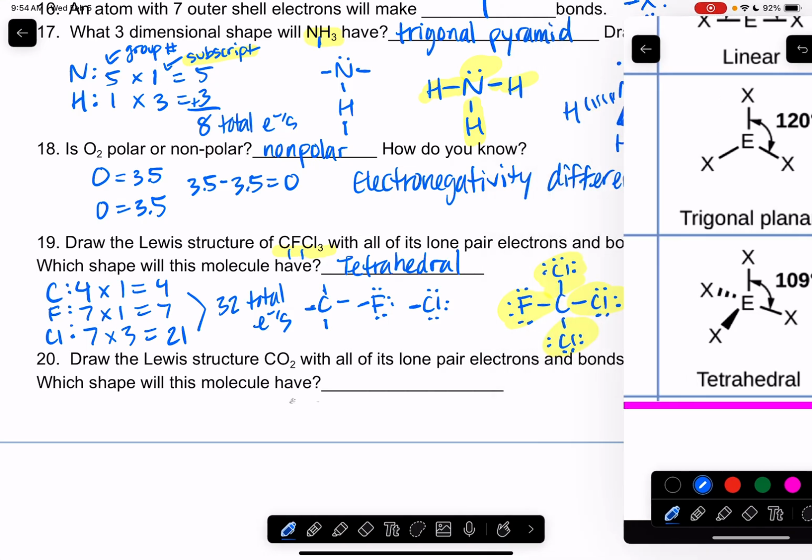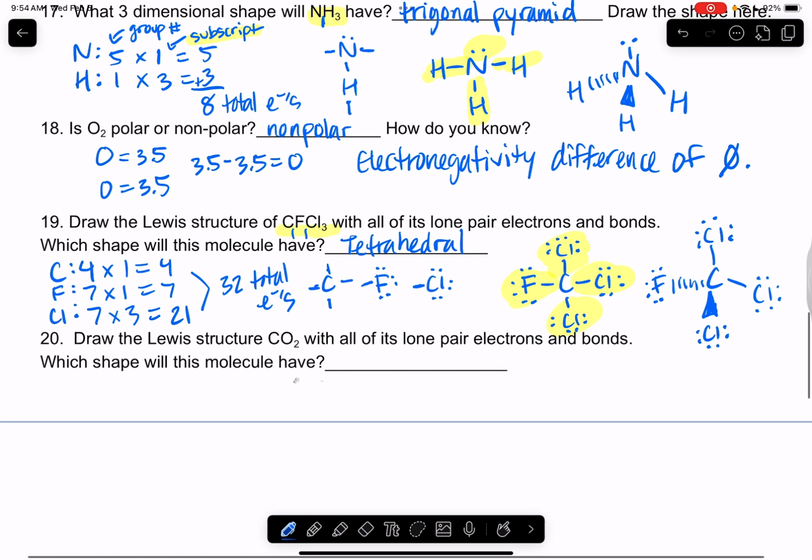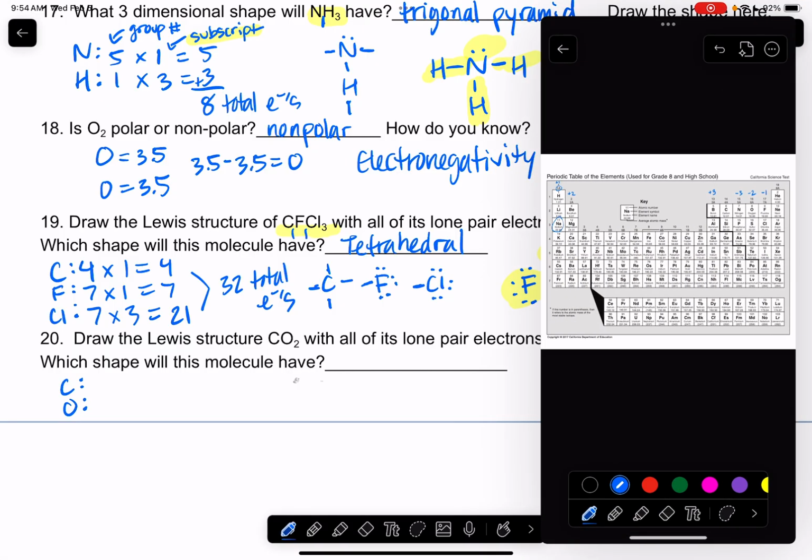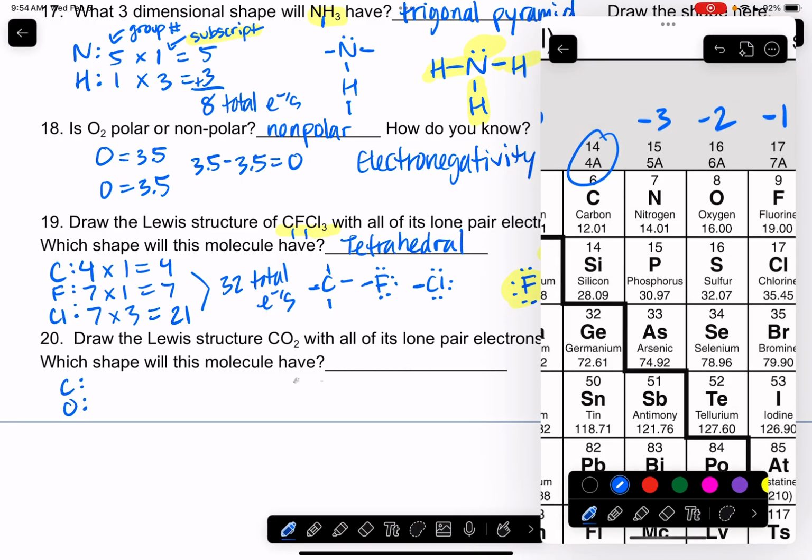All right, next one, same thing, but now we have CO2. So we're going to do our electron count. So group numbers, let's look at that. Carbon is in group 4. Oxygen is in group 6. And then we're going to multiply by how many we have using the subscripts. Again, if you don't see a number, it's a 1. So we have 1 carbon, 2 oxygens. So this is 4, 12. We're going to add these together. So we have a total of 16 electrons.